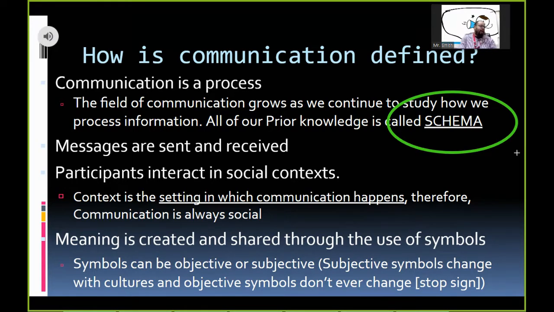The next thing is about meaning. We have messages that are sent and received, and every message has some sort of meaning, right? Meaning is created and shared through the use of symbols. Symbols can be a bunch of different things. For example, think about the American flag. It symbolizes something to you, and it symbolizes something to me. Whether or not we have the same definition of what it symbolizes changes. That makes it what's called a subjective symbol. Since it's subjective, you can change the meaning of it.